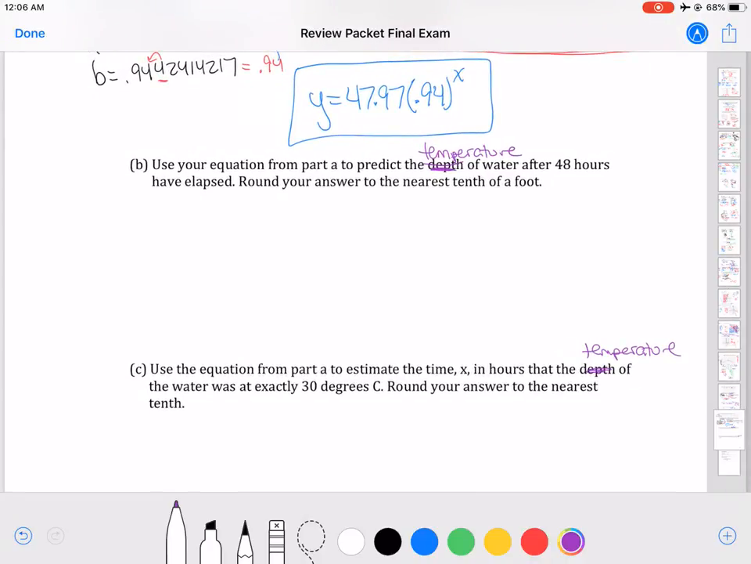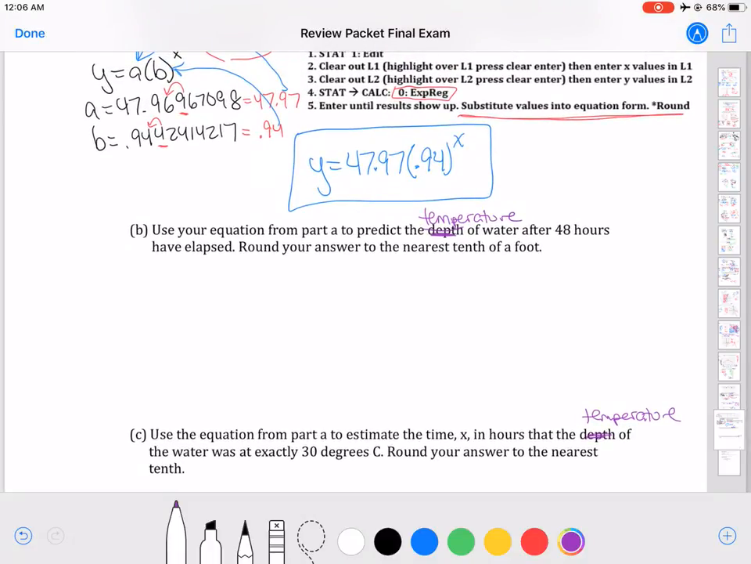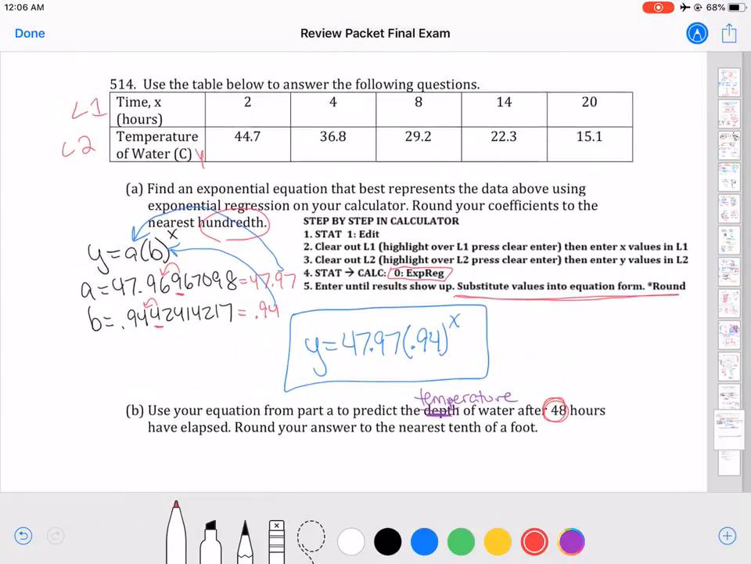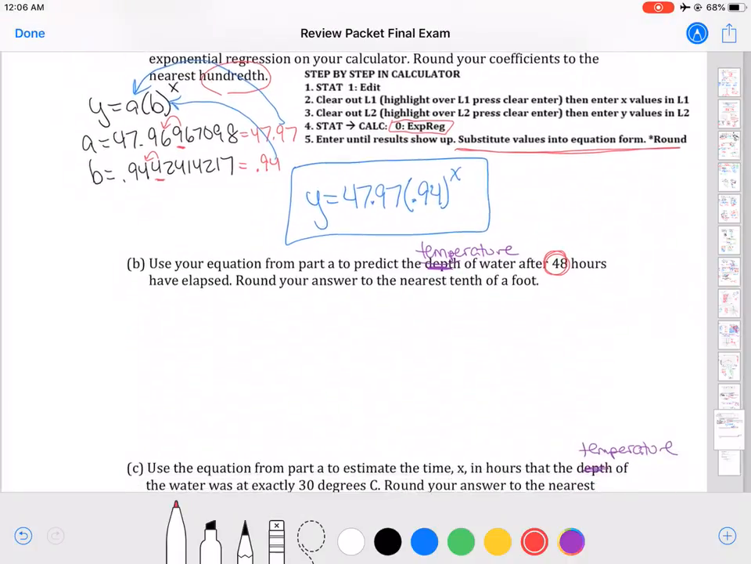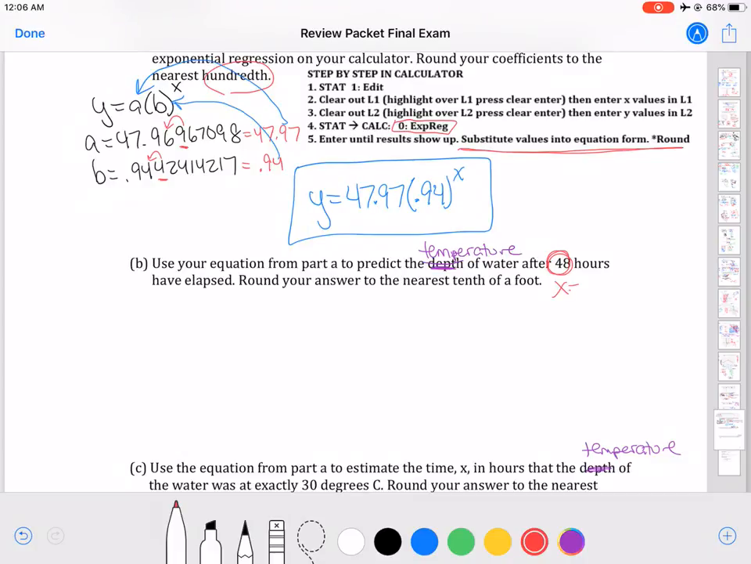All right, but again, use your equation from part A to predict the temperature of water after 48 hours have elapsed. Round your answer to the nearest tenth of a foot. So I'm using that equation from part A, and it's giving me a number here, 48. Now it says 48 hours, so I'm going to go back up to this table and look at where I see hours right here. Hours is X. So even though it doesn't directly tell me, it's indirectly telling me that X should be 48.